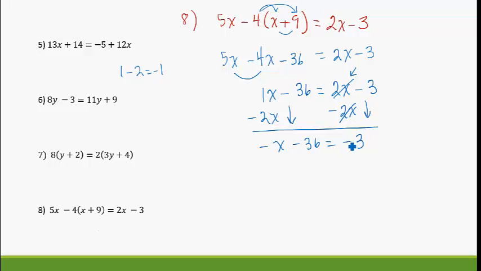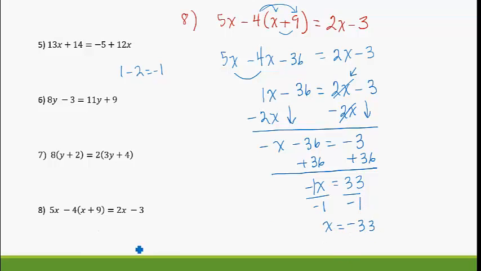I need to move my constant terms to the right-hand side, so this is minus 36, so I'm going to perform the opposite or inverse operation, add 36 to both sides. Bringing down my negative x plus 0 equals 33. Now we're not finished because when we solve, we're actually finding the value of x, and this is a negative x, so we can again think of this as a negative 1. Divide both sides by a negative 1, and x equals negative 33.